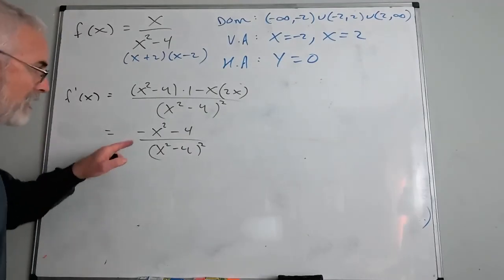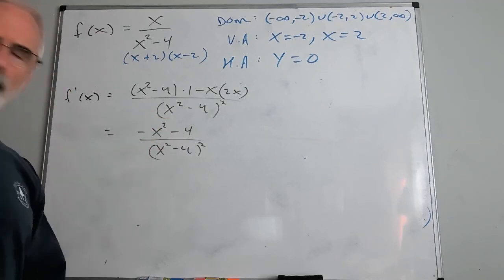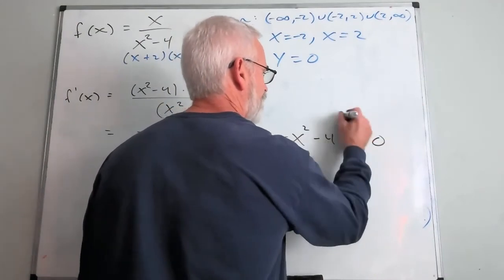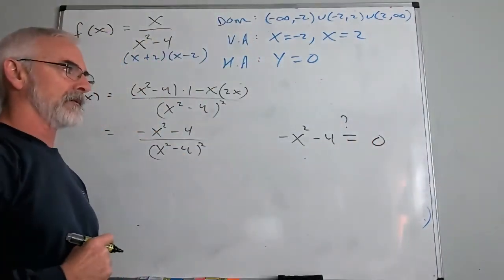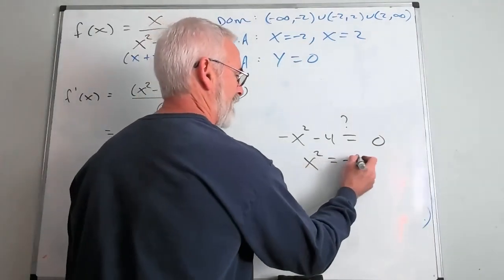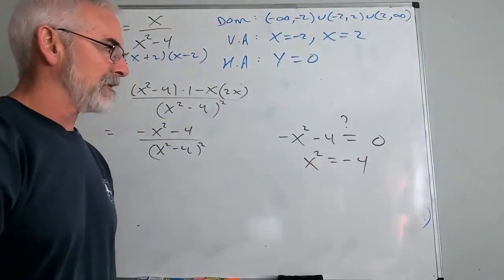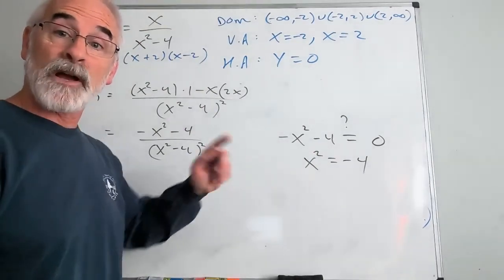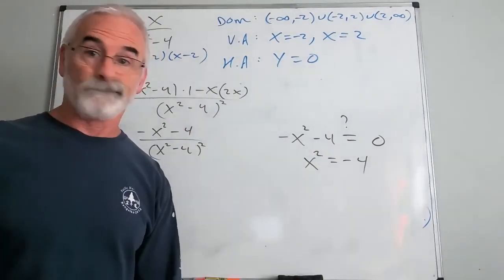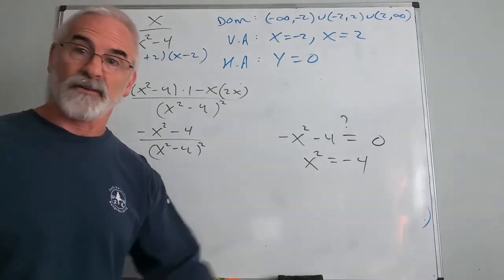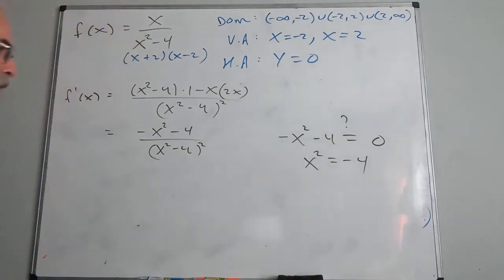Now, negative x squared minus 4 off to the side. Negative x squared minus 4. Does this ever equal 0? Well, that would mean that x squared would have to equal -4. And that would give me imaginary solutions. So is my numerator ever going to equal 0? No. So therefore, I have no horizontal tangents. Oh, what a boring graph. Oh, no, it's not boring.